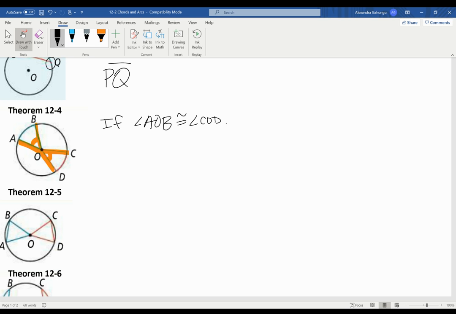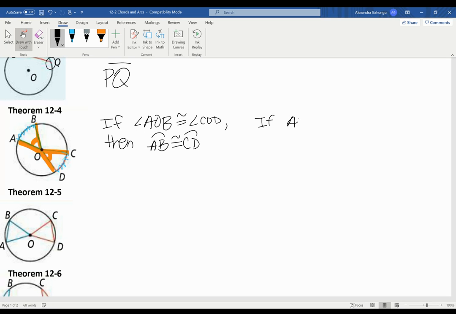We then know that the arcs that those angles cut off, like arc AB and arc CD, those are going to be congruent. So this arc, which is cut off by the same angle with the same measure as this arc, are going to then be congruent. And the converse is also true.